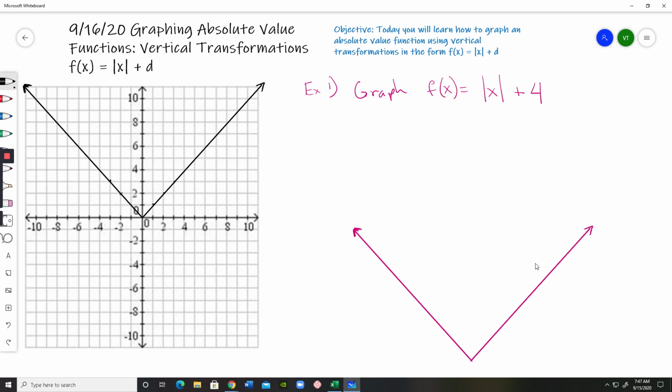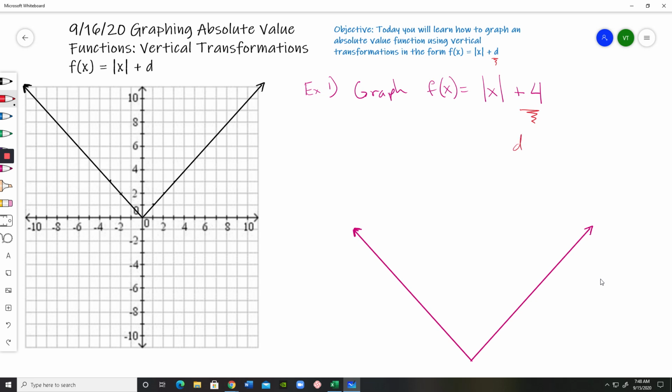The first example that we want to do is to graph f of x equals the absolute value of x plus 4. So this right here in the back would be our letter d. d shows up typically behind the absolute value. I suppose it would be possible to write it in the front connected with addition or subtraction, but that would not be typical, so we tend to write it in the back.